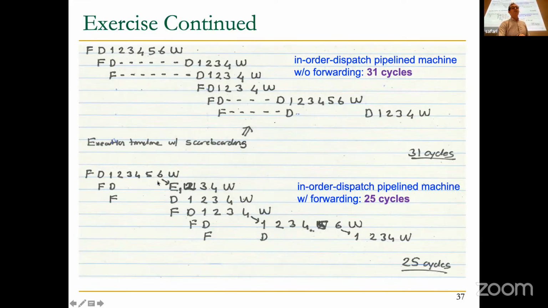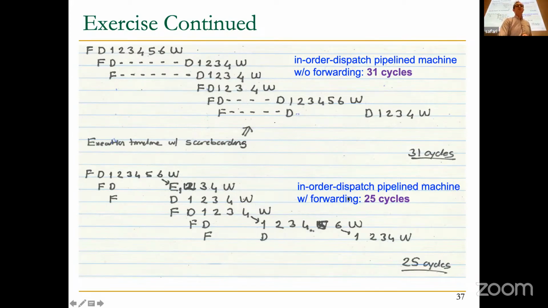Now, if you actually add forwarding to it, this instruction can start executing after the value is forwarded from the prior pipeline stage, depending on some forwarding rules, if you will, and you can actually reduce it to 25 cycles. I'm not going to go through these, but you can actually do these calculations yourself. And we actually have a lot of exercises similar to this. So can we do better, basically? Can we actually reduce this 25 cycles?